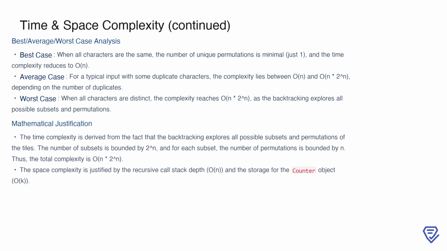In the worst case, where all characters are distinct, the complexity reaches n*2 to the power of n, as the algorithm must explore all subsets and permutations. Mathematically, this complexity arises from the fact that the backtracking process examines all 2 to the power of n subsets, and for each subset, it generates permutations up to size n. The space complexity is similarly justified by the recursive call stack depth of n, and the counter object storage of k, where k is the number of distinct characters. Together, these analyses provide a complete understanding of the algorithm's efficiency.